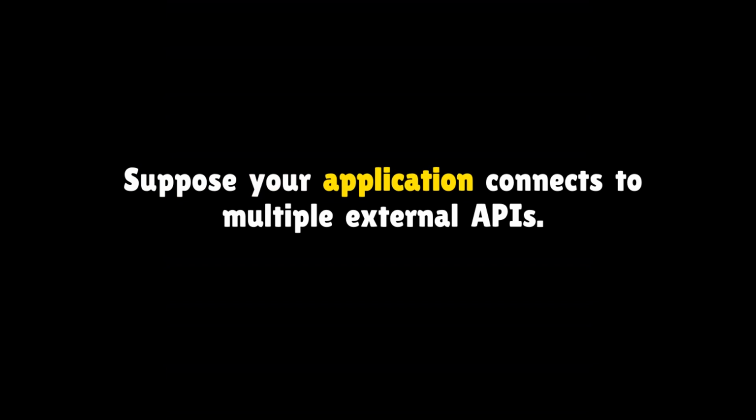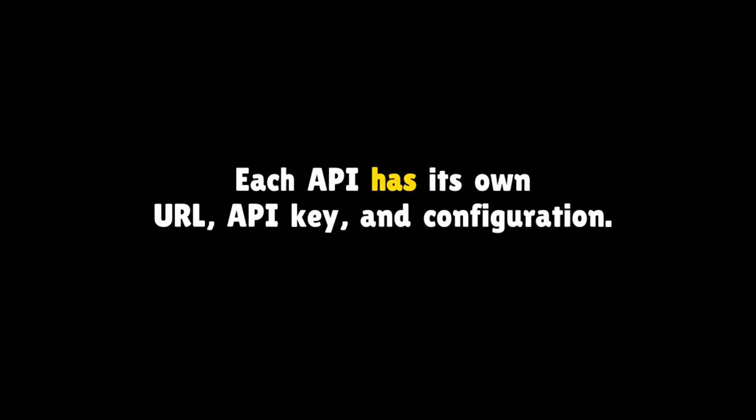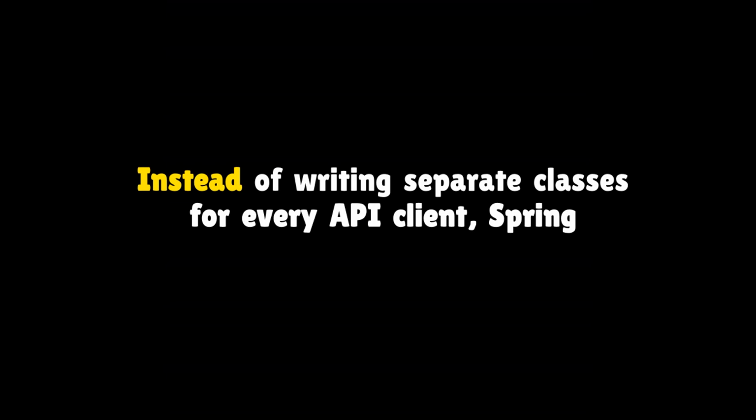Suppose your application connects to multiple external APIs. Each API has its own URL, API key, and configuration. Instead of writing separate classes for every API client, Spring can read the configuration and create all required beans automatically during startup. Add a new API configuration, restart the application, and a new bean is created automatically.